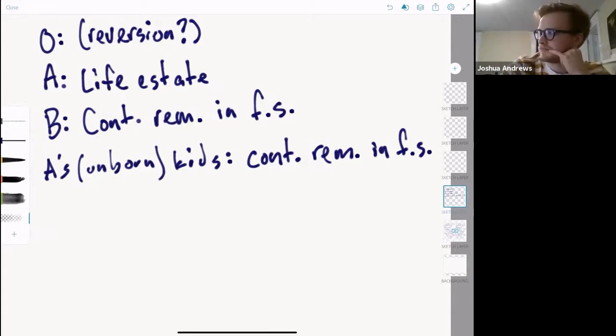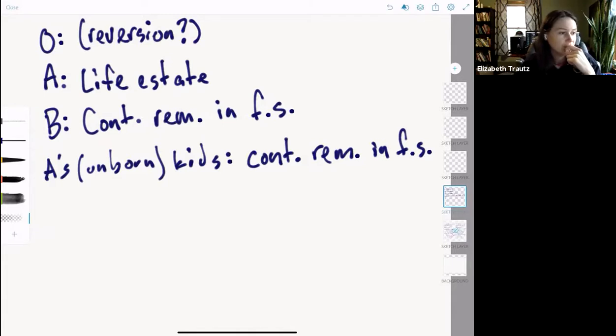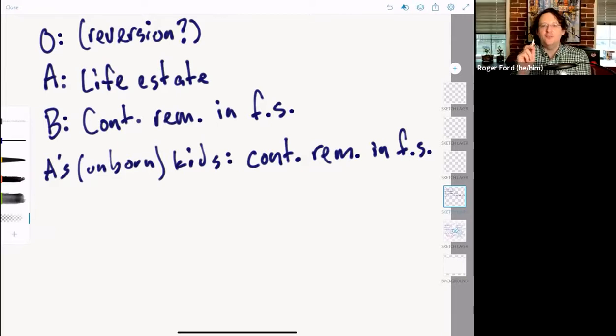Yeah, Ms. Trouts? Because for remainders, the rule is that it's a future interest that's capable of becoming possessory upon the natural end of the prior interest. And for A's unborn kids, they receive it at the natural end of A's life. So yeah, when A dies, or when A's life estate technically comes to an end, then at that point either A's kids would immediately take it, or B would immediately take it, through just operation of law. Nothing else has to happen. You don't have to throw them a party or anything, right?